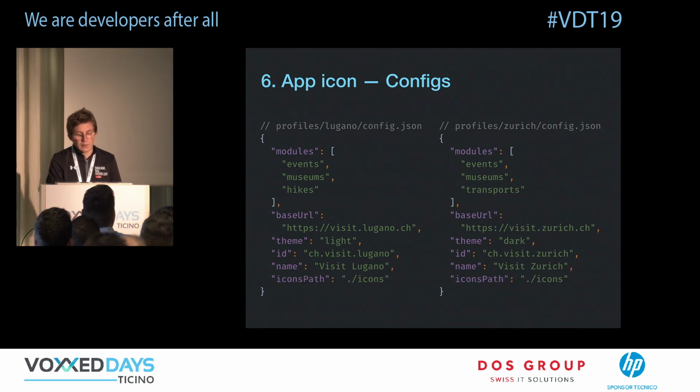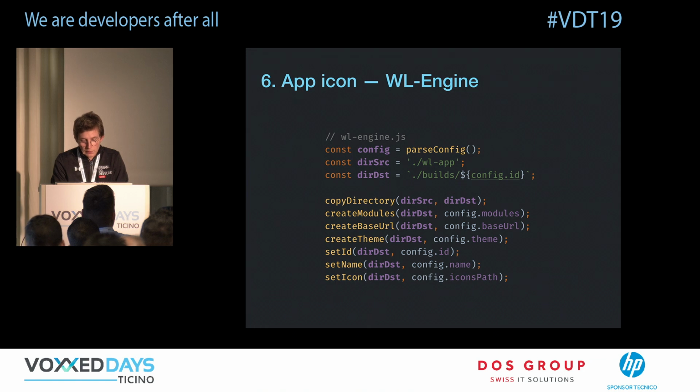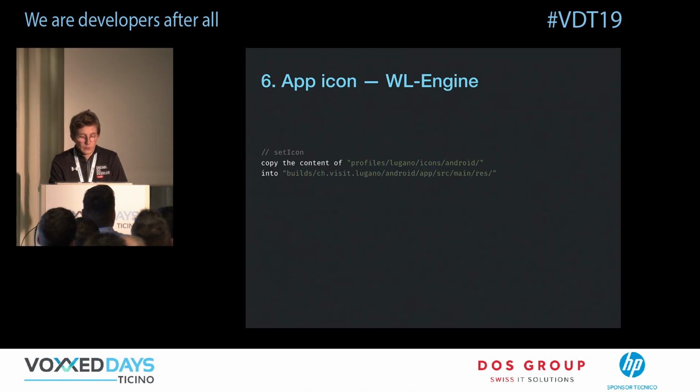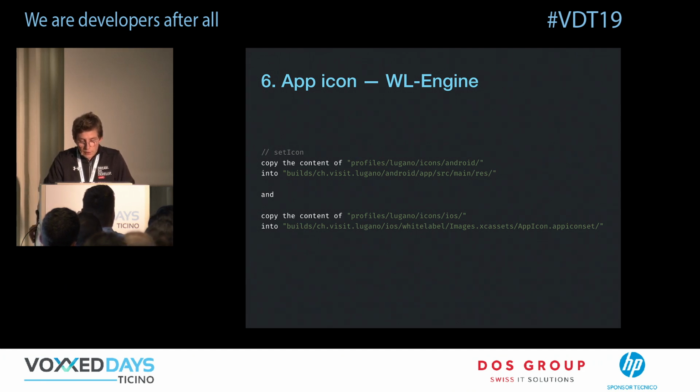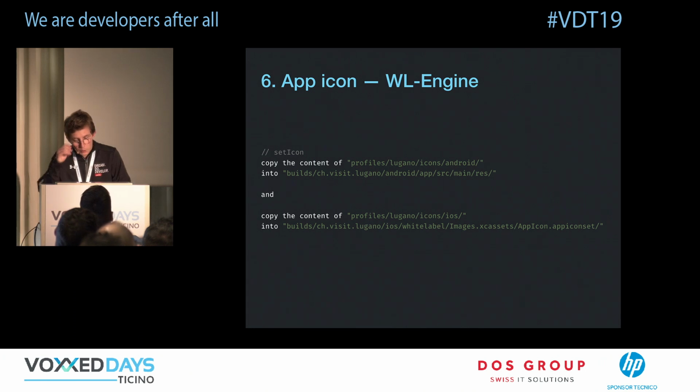Here, I'm going to set an icon path relative to the configuration, and it will feature the path of the icons. So now the engine will read that path and copy all the content of our Android icons into the source main resources of our build project, and the same for iOS into a different path, of course, but it will do the job. And basically, this is what you need to do to have a working whitelabel application.